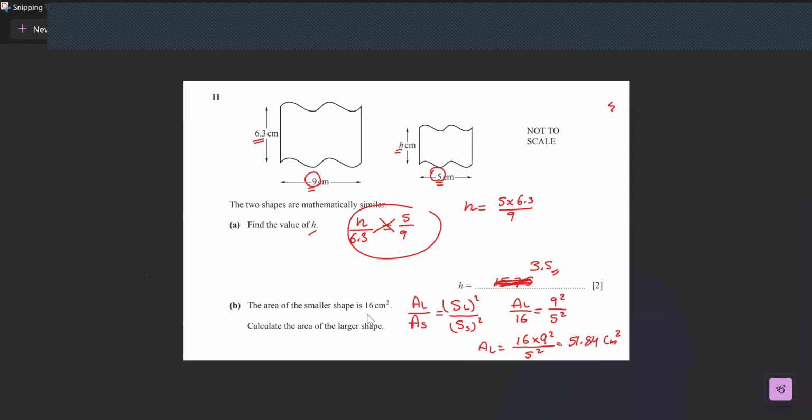Then the area of the smaller shape. If I'm going to use the ratio of the areas, the ratio of the areas will equal the ratio of the sides power 2. And if I'm using the ratio of the volumes, the ratio of the volumes equals the ratio of the sides power 3. So here, area larger over area smaller equals any side from the larger power 2 over the corresponding side from the smaller power 2. It will be area larger over 16 equals 9 power 2 over 5 power 2. Then do cross multiplication, you will get the answer. Any problem?